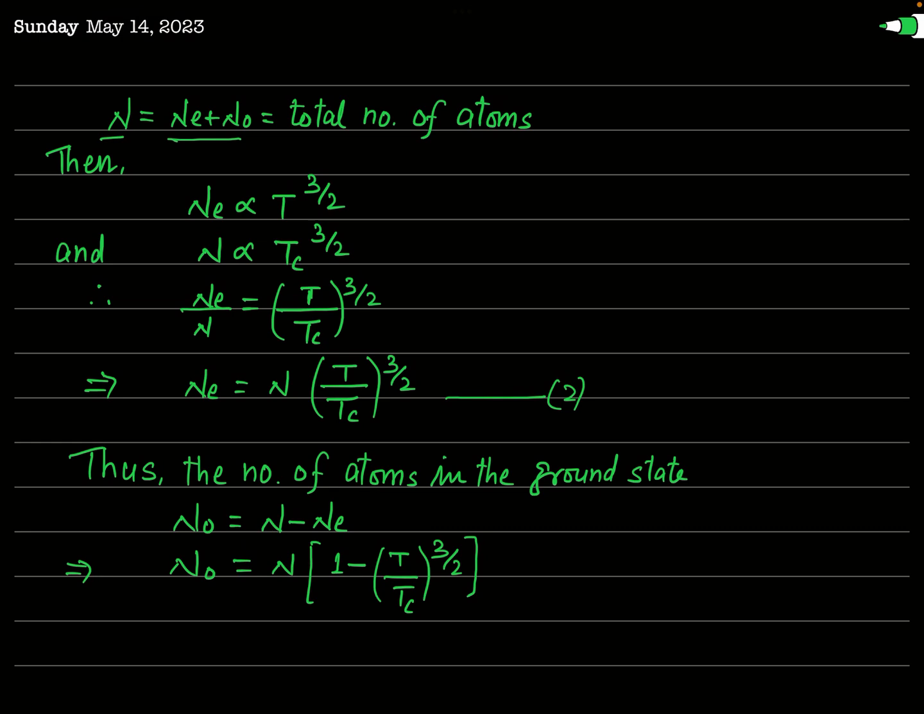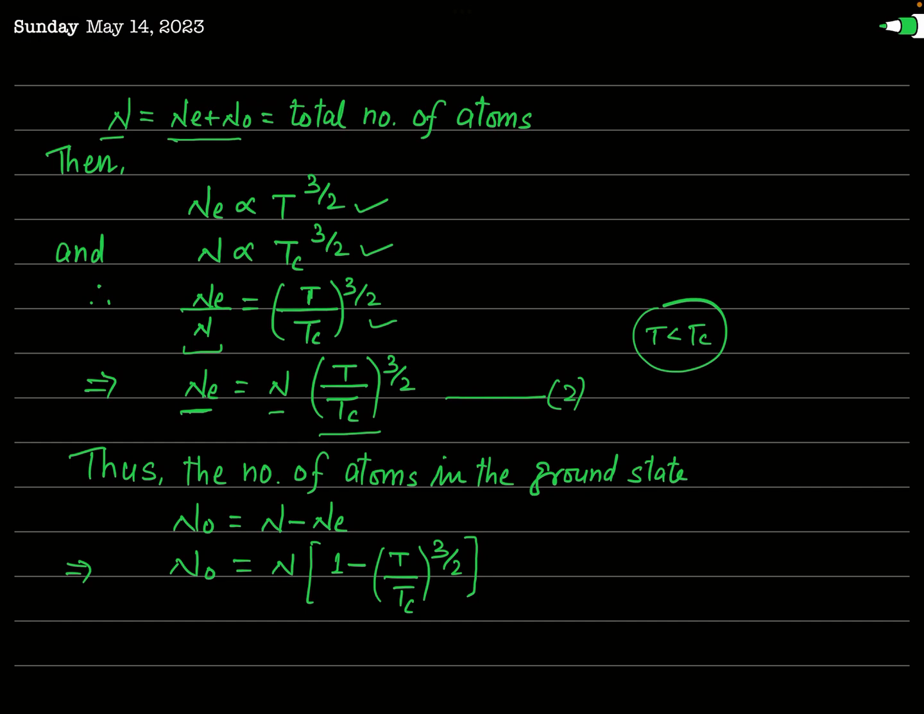And you have learnt in the previous lecture that this Ne is proportional to T to the power 3 by 2. Okay, and this N, which represents the total number of atoms, is proportional to Tc to the power 3 by 2. So you can see from here that Ne by N will be equal to T by Tc to the power 3 by 2. Okay, and so you can say that Ne is equal to N times T over Tc, whole to the power 3 by 2. Okay, so this is the number of atoms present in the excited state at a temperature T, but this T is less than Tc.